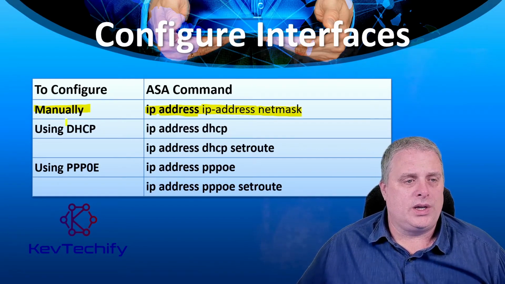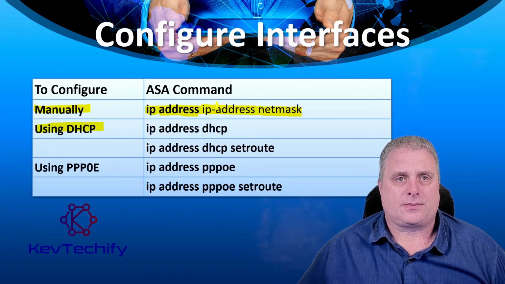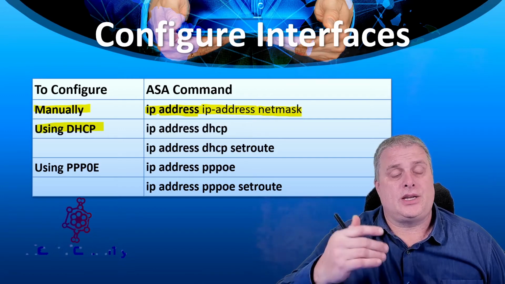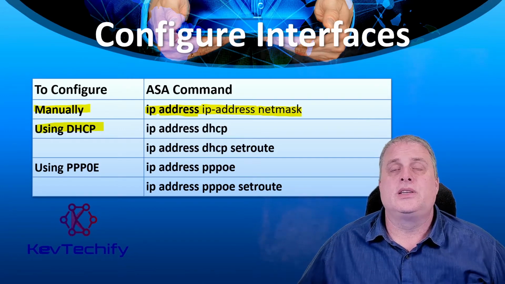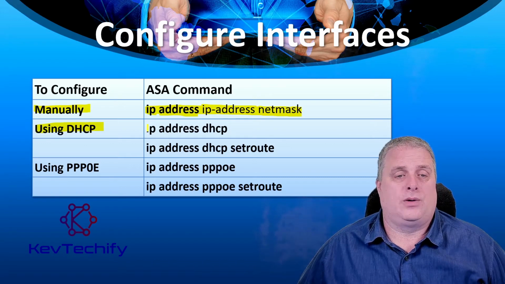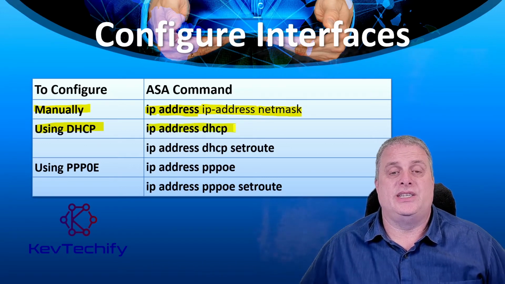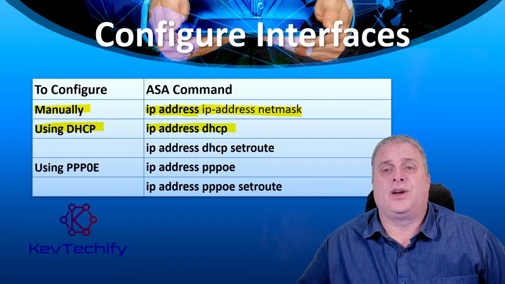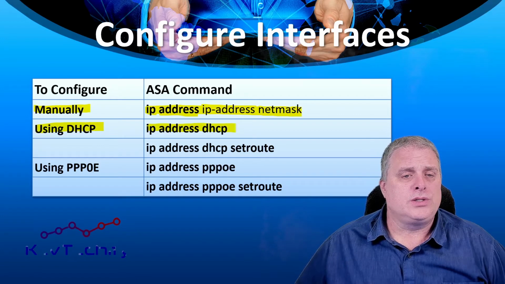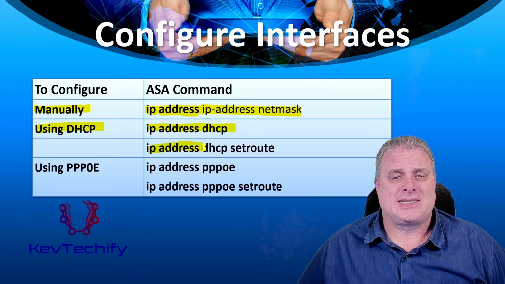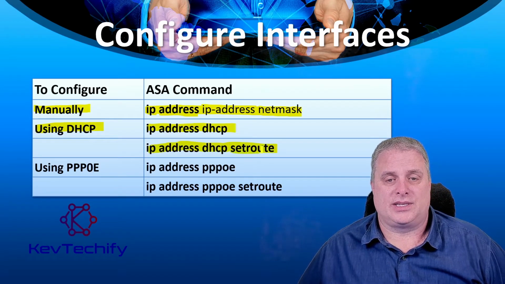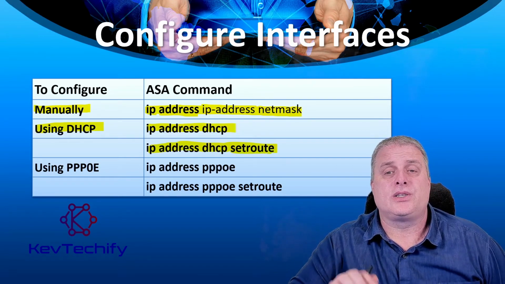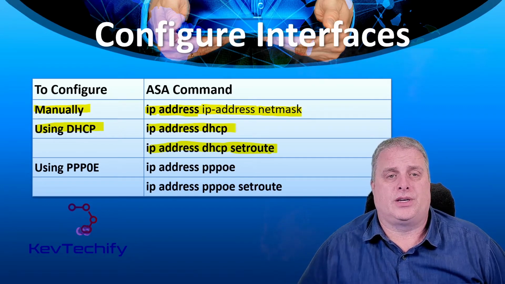The second way is we can use DHCP. This is used when an interface is connecting to an upstream device providing DHCP services. This is the same command that we use on the router IOS. It's ip address dhcp. The interface will request an IP address configuration from an upstream device. You can also use ip address dhcp setroute. The setroute is the new part right here at the end. This is used to have the interface request and install a default route to the upstream device.